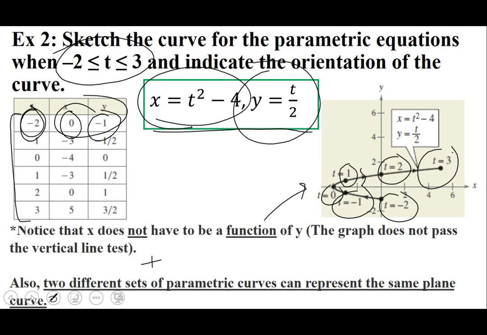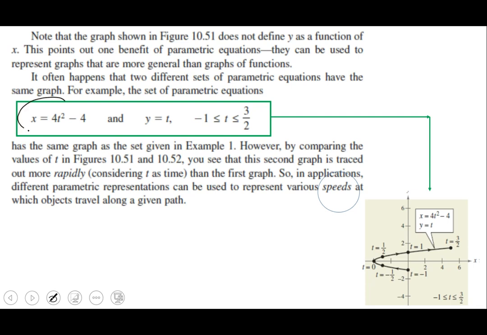Something else here, you can actually have two sets of different parametric curves that wind up giving you the same plane curve. Notice here that these are my two parameters, and I'm going from -2 to 3. On the next slide, I have now given you a new set of parameters over a different t interval, but it has yielded the same exact graph that I had in the previous slide.